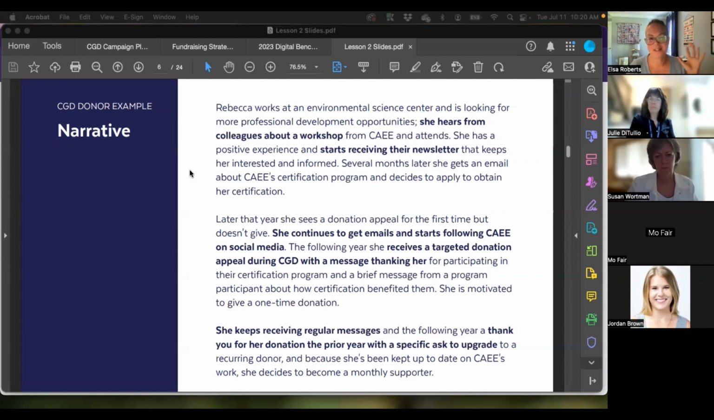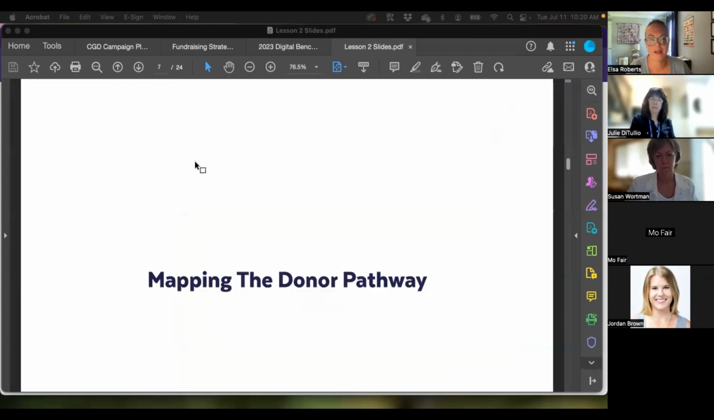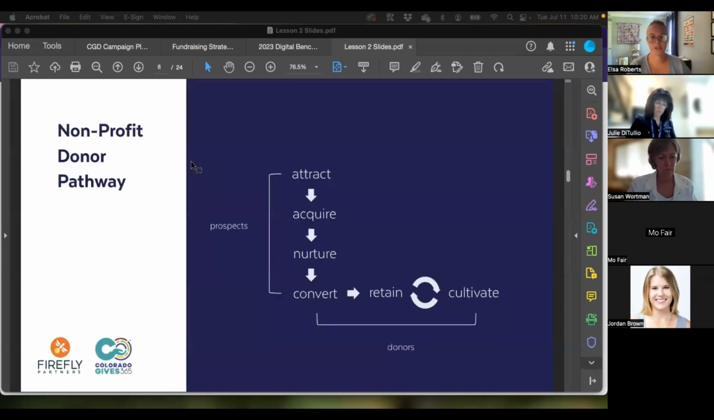All right. So now that we've got this narrative in our heads, we're going to go ahead and walk through what it looks like to map the donor pathway. As a refresher, this is the nonprofit donor pathway. You've probably heard this called a marketing funnel in the past. This is really just a customized look at what a marketing funnel is within the context of nonprofit donor fundraising. So you have your attract, acquire, nurture, and convert stages.